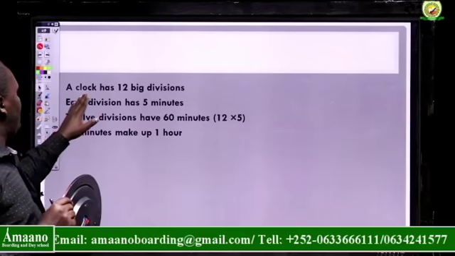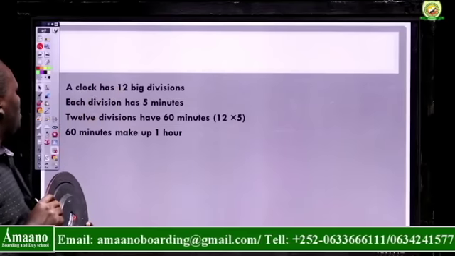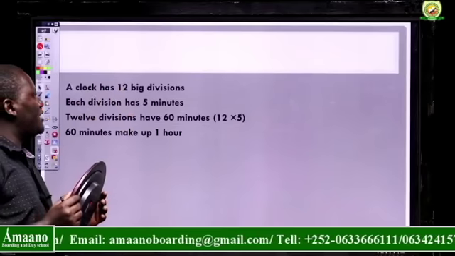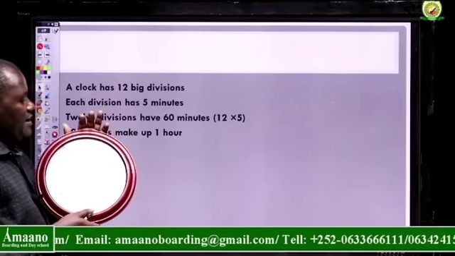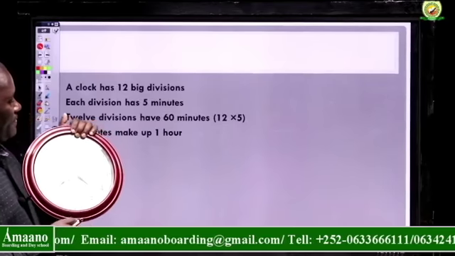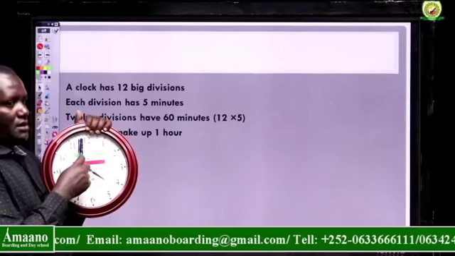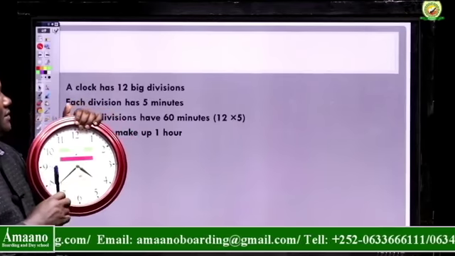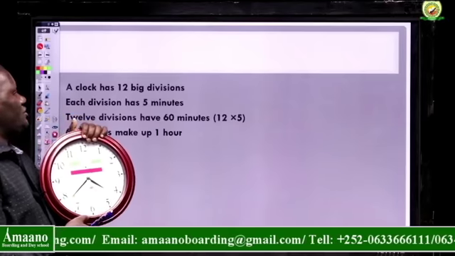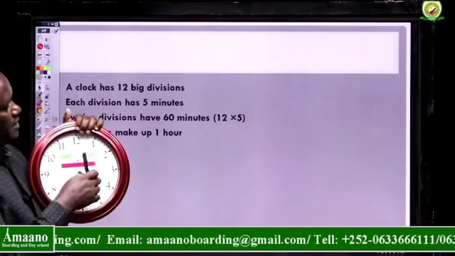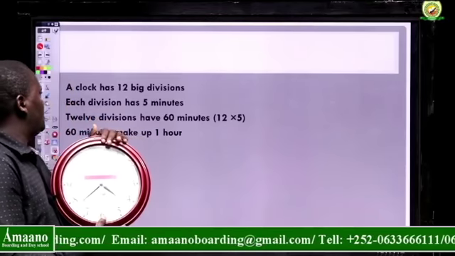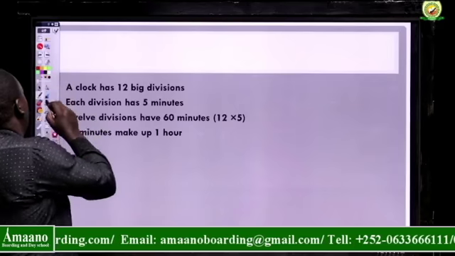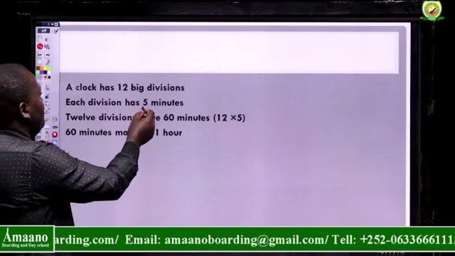I have a clock. It has 12 big divisions. Each division has 5 minutes. This is my watch or my clock. We have 12 here and we have 1 here. From 12 up to 1, that's what we call a division, and from 12 up to 1, that is 5 minutes. That's what we have here. That's a watch. Each division has 5 minutes.